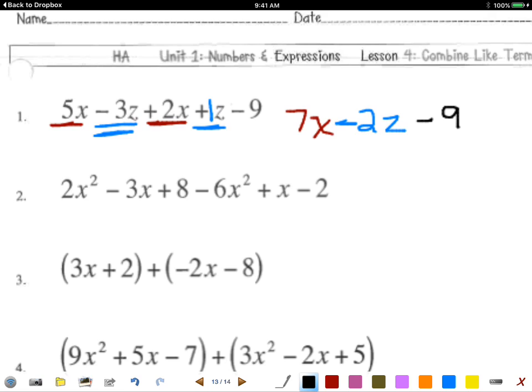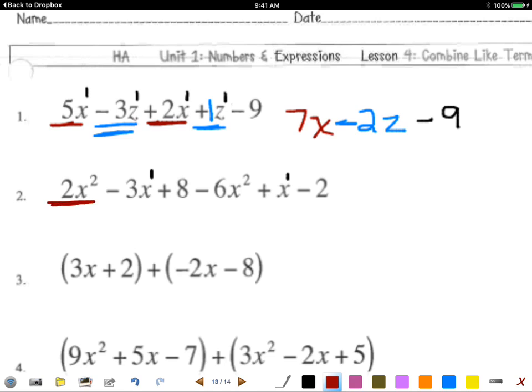All right, number 2. Now, by the way, here's something else that's important. If the variable doesn't have an exponent, it's really a 1. These variables that don't have exponents, their exponent is 1. You can only combine variables together if they have the same exponent also. So looking at number 2, we have a couple x squared terms, and a couple x terms. We're going to start with the largest exponent first. Start with the higher exponent first.